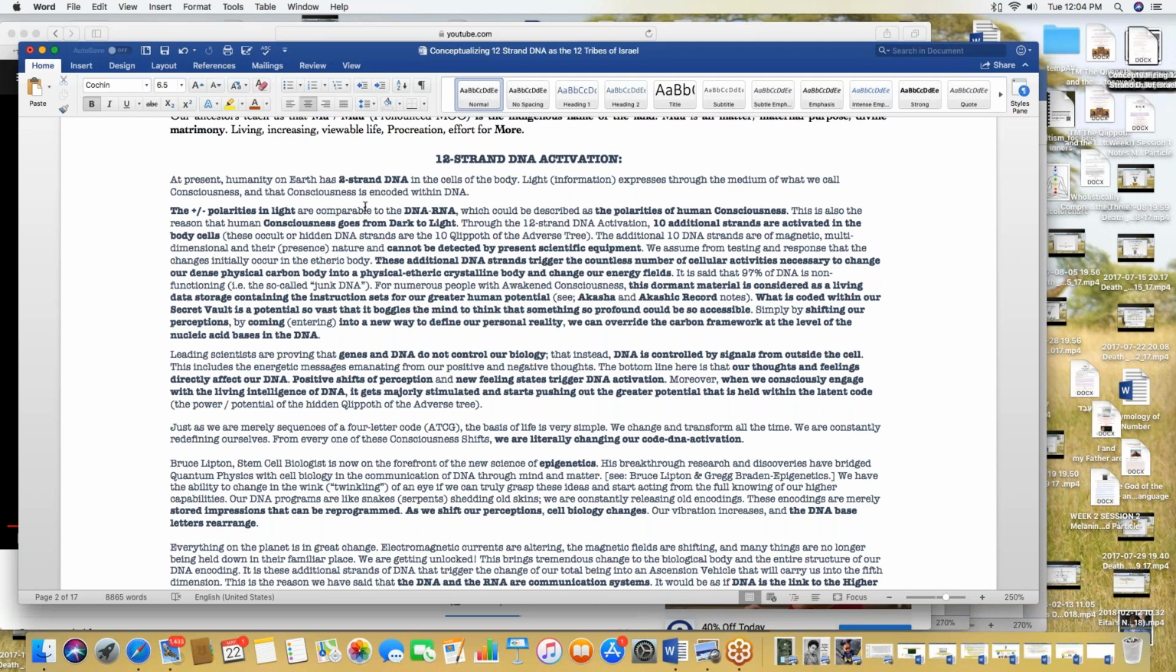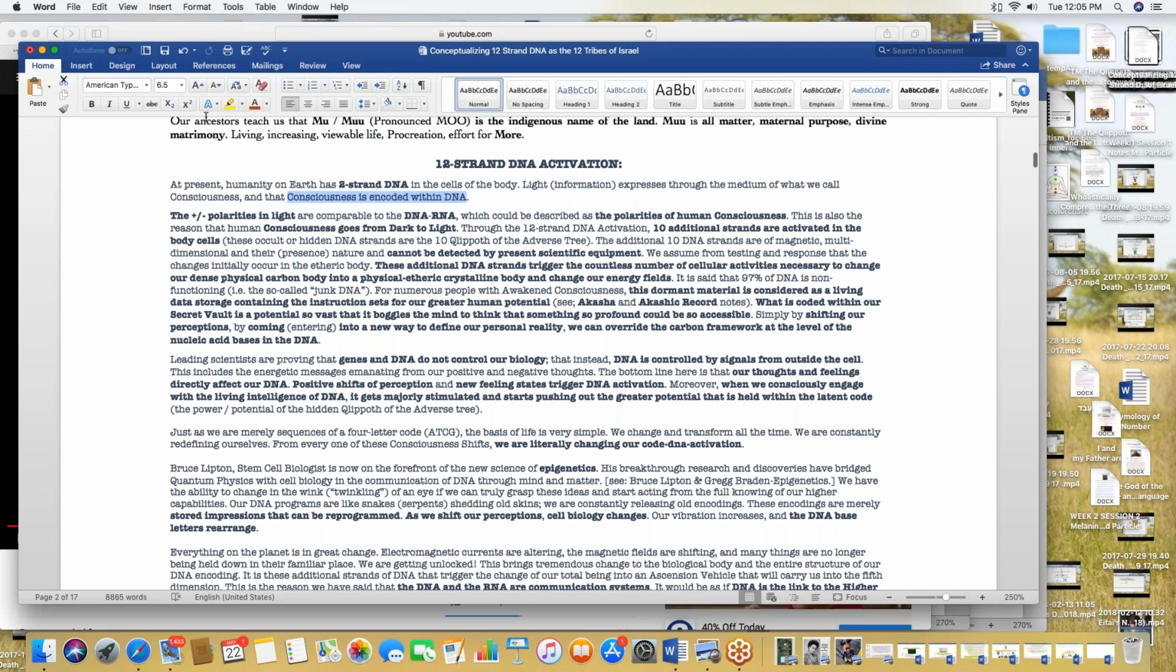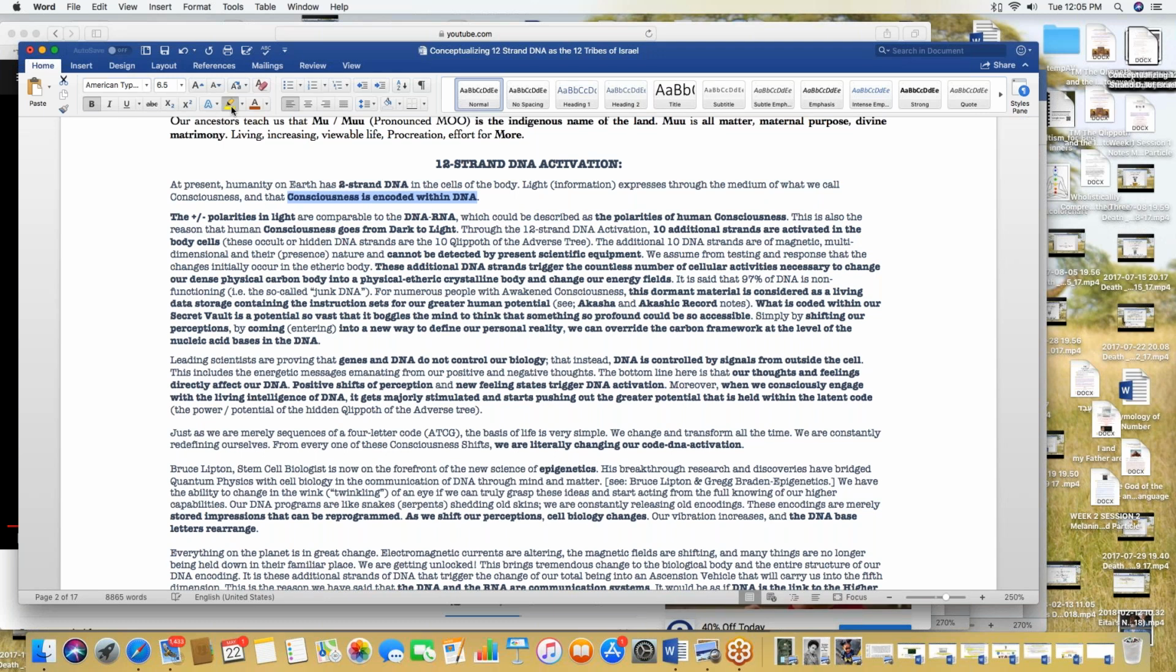12 strand DNA activation. At present, humanity on Earth has 2 strand DNA in the cells of the body. Light, that is information, expresses through the medium of what we call consciousness. And that consciousness is encoded within DNA. I'm going to say that again. Consciousness is encoded within DNA.